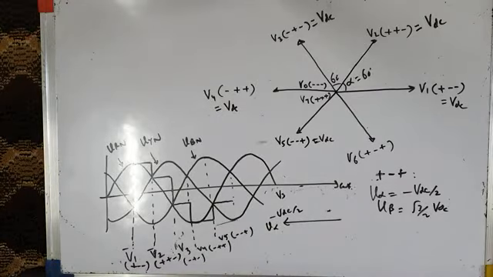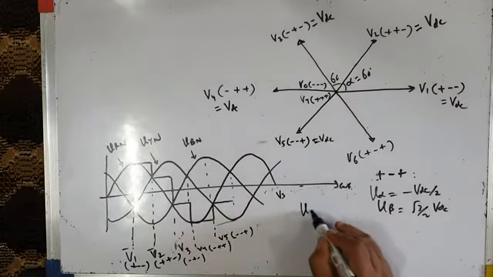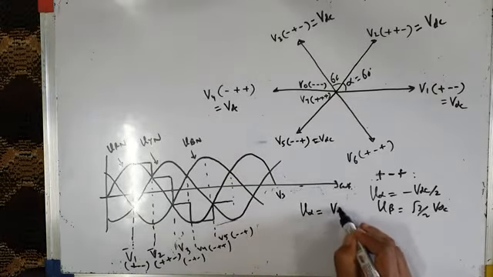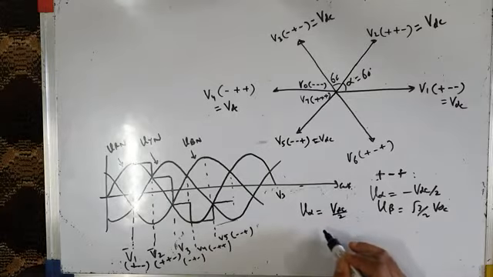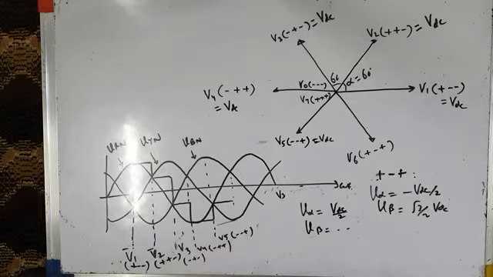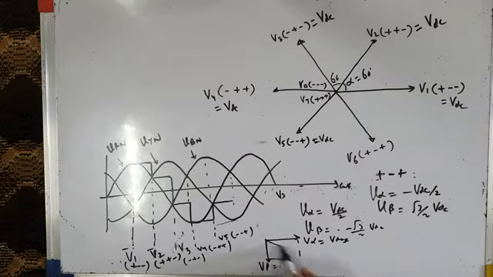V beta is, I'm sorry, V alpha will be positive now. V alpha will be positive, it will be VDC by 2, and V beta will be some negative value, okay? It will be minus root 3 by 2 VDC. So ये ऐसे होगा, V alpha equal to VDC by 2 and V beta minus root 3 by 2 VDC. Resultant vector यहाँ होगा, and that is this.